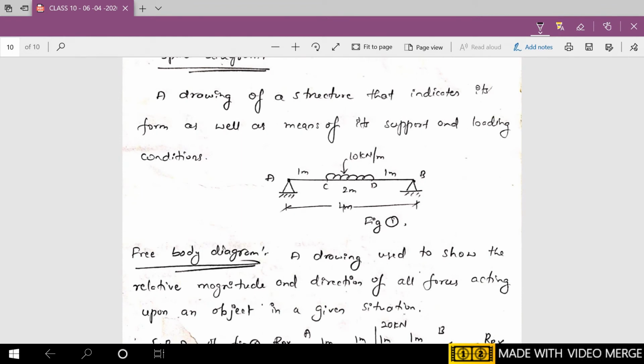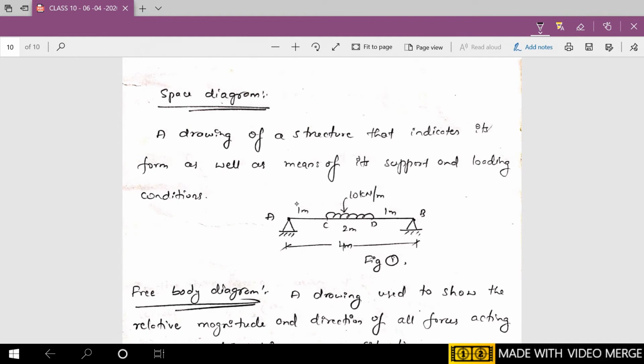Next, coming to the space diagram and free body diagram. Till now I have represented a beam with a hinged support, a hinged support, and a UDL. If you represent the support and the UDL in the form in which they are originally shown, and nothing is reduced, then this diagram is called a space diagram, a diagram of the structure that indicates its form as well as its means of support and loading condition.